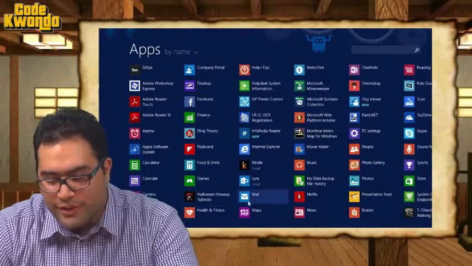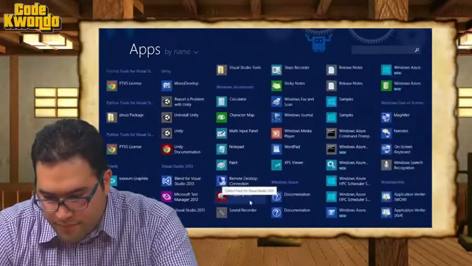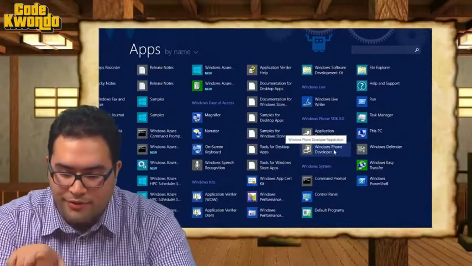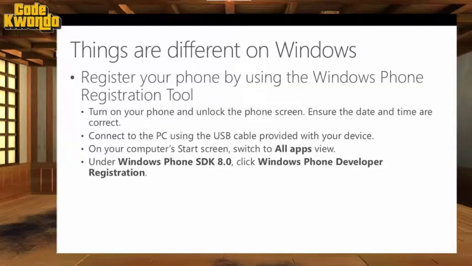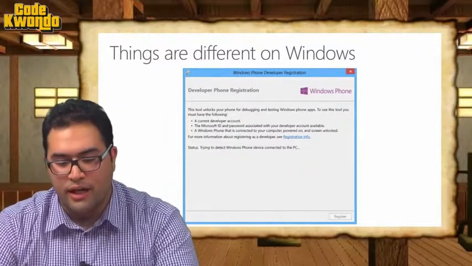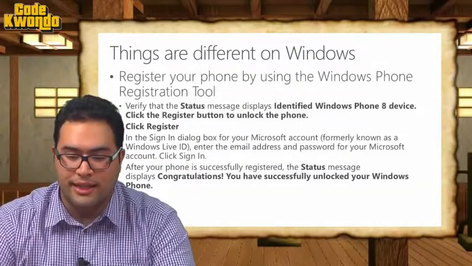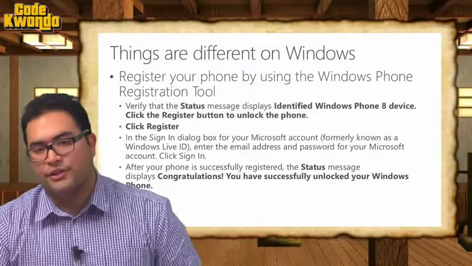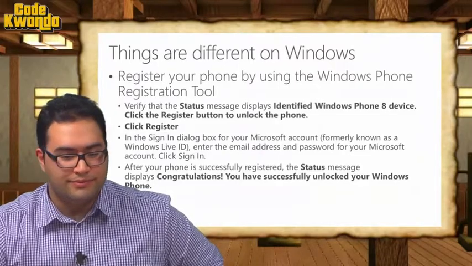Here we go. So if I go into the All Apps and I scroll to the Windows Phone SDK. Not that you have a lot of apps installed on your computer anymore. And it's right here. It's Windows Phone Developer. It's cut off, but if you hover over, it says Windows Phone Developer Registration. You open up this app. And using this app, first of all, you'll get this nice, fancy dialog. Not really fancy, but it's fairly straightforward. It'll see if there's a device connected. You will be able to register it once you've got a status message that says identified Windows Phone 8 device. You click the button that says register. You sign in to your Microsoft account, and ta-da, congratulations. You have successfully unlocked your Windows Phone and registered it with the Windows Phone dev account. Just that simple.